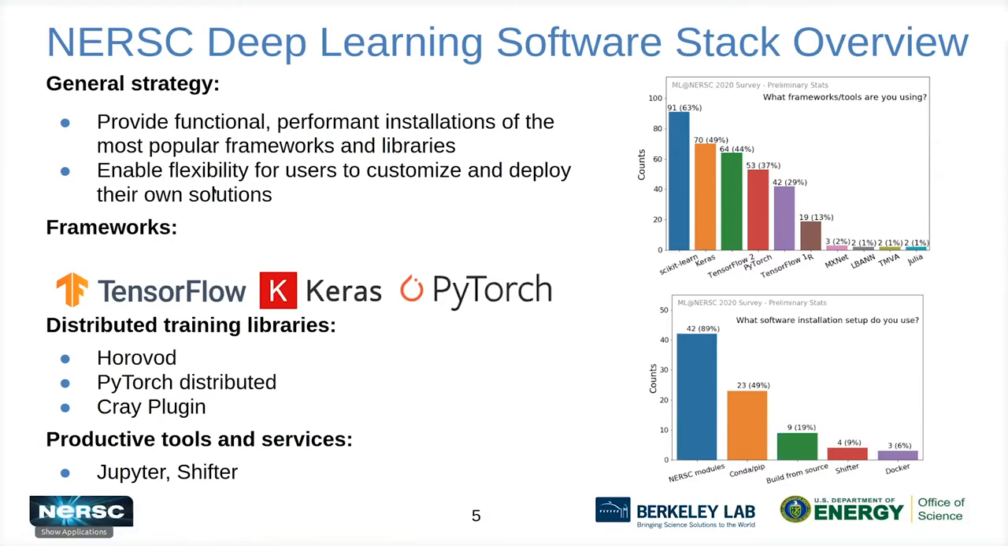All of this is for single node or single GPU performance. To go beyond that, if you have experience with deep learning, you know that it requires a lot of data, which takes a long time to train. So you might need distributed training. That's another aspect that we focus on, is how to do distributed training on our machines. I'll talk a little bit about this later. And then I'll also mention Shifter and Jupyter.